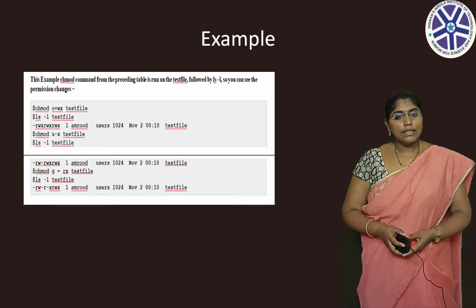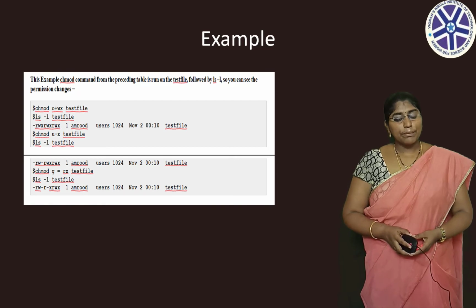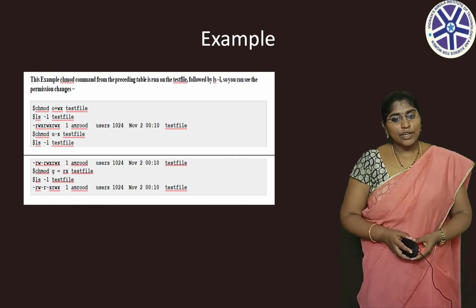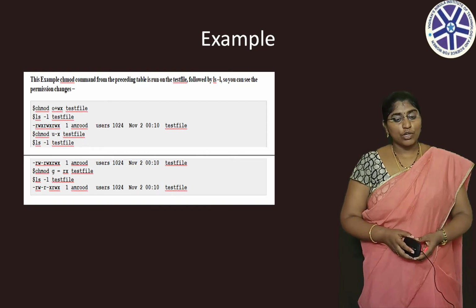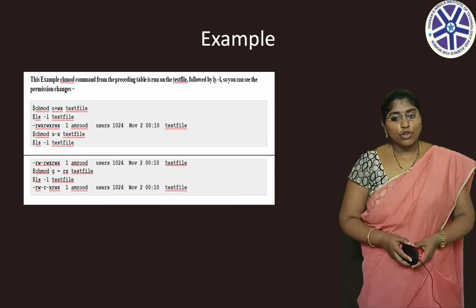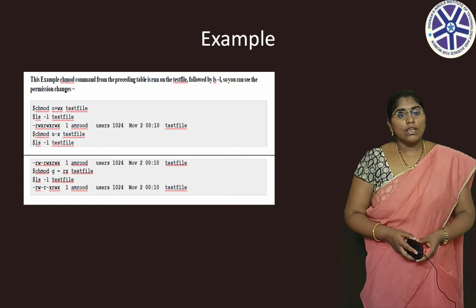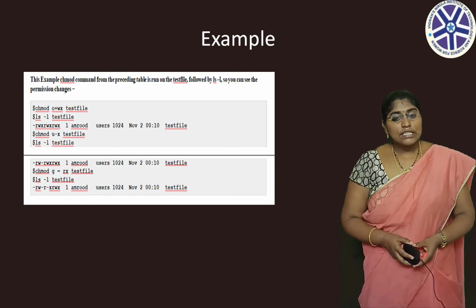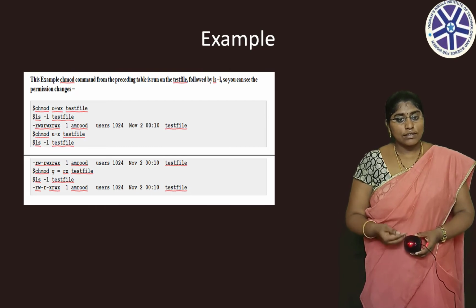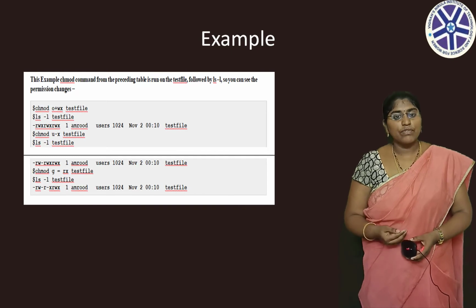Let's see this example, $chmod o+wx test file. Then $ls -l test file. After executing this command, you can get the output of the file type, permissions, links, owner of a file, group owner of a file, size, last modification details of a file, and the file name. So by using this command, you can add the permissions to the other file type. Here you can add write and execute permissions to the other file type.